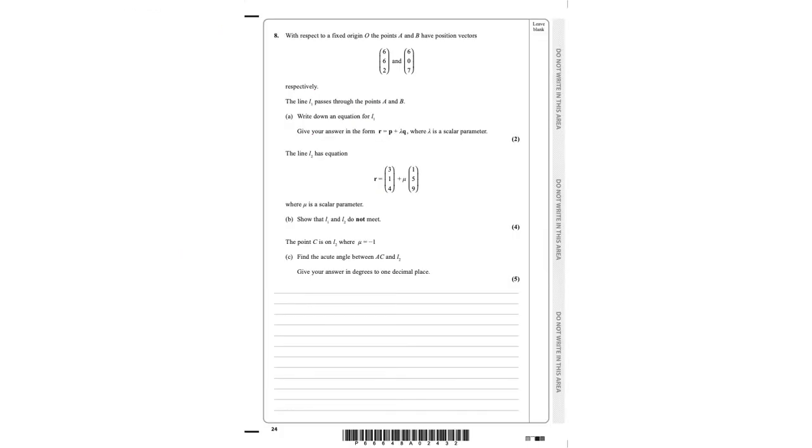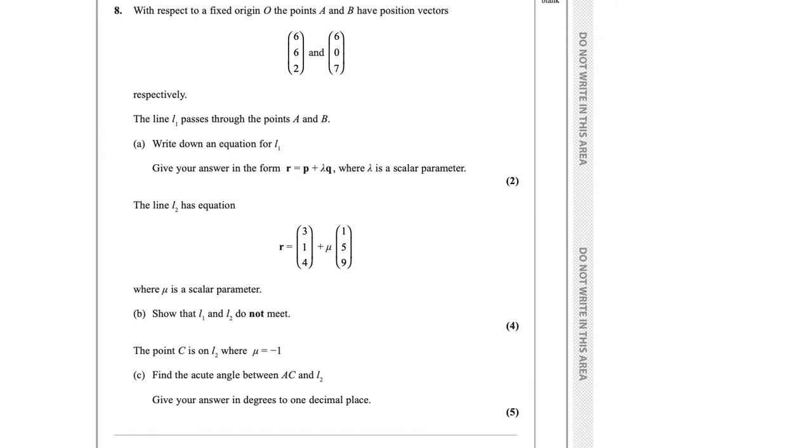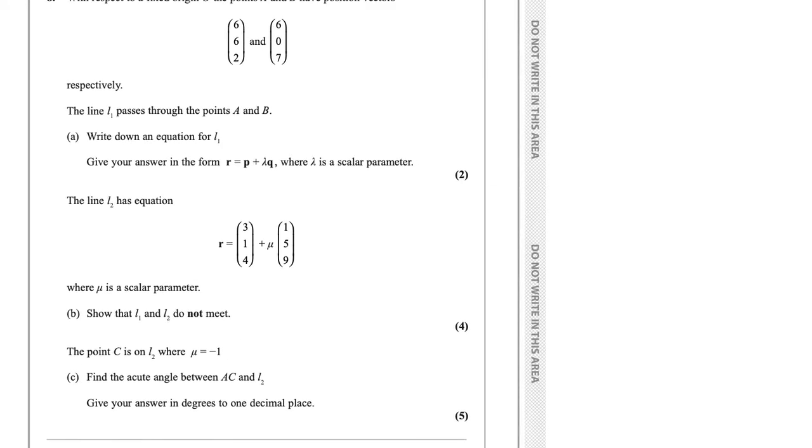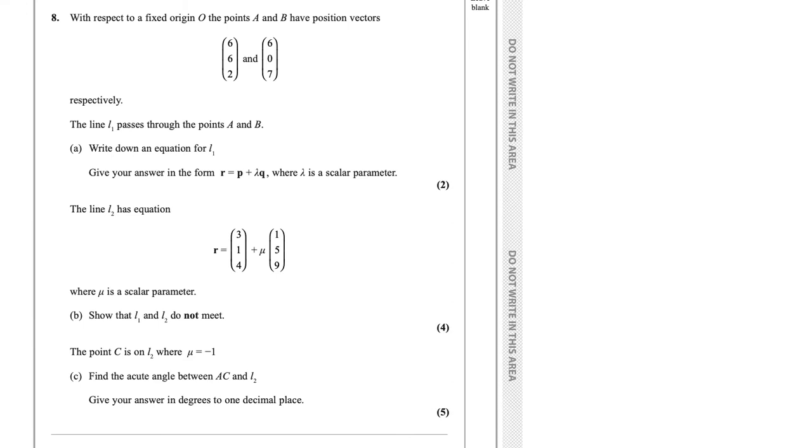I know what you're thinking. We haven't had it yet, have we? Vectors. Here it is. Now, this is a really lovely vectors question. Okay. So, with respect to a fixed origin, O, the points A and B have position vectors, blah, blah, blah, respectively. The line L1 passes through the points A and B. So, for any line, okay, we know that R equals a point plus lambda direction vector.